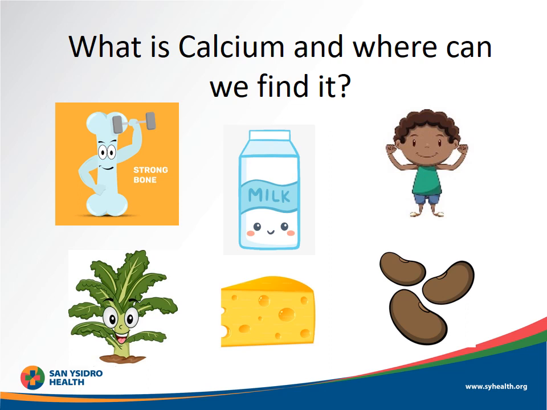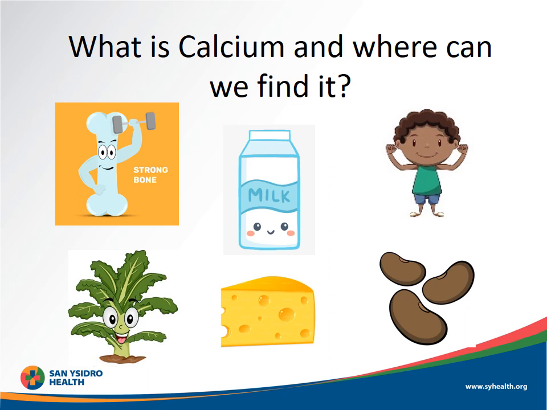So where can we find calcium? Calcium is found in foods such as milk, yogurt, hard cheeses like cheddar, or non-dairy options like beans and greens, calcium-fortified tofu, calcium-fortified soy milk, almonds, and sesame seeds.